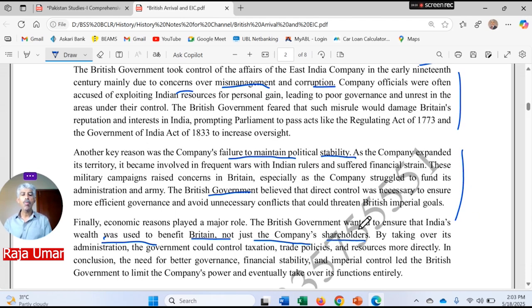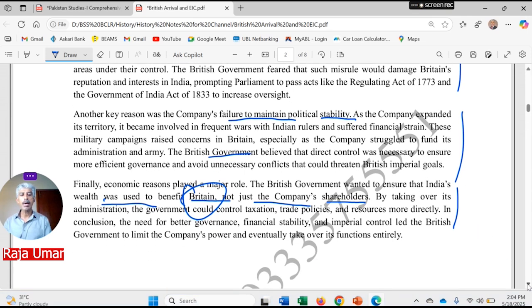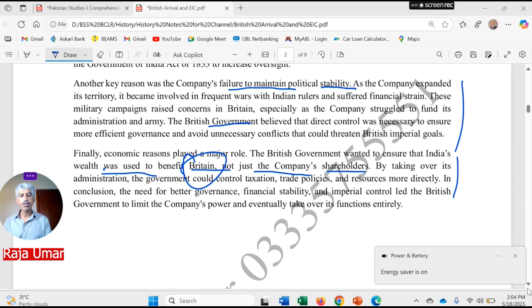So it means that whatever trade activity was being carried out over here in the subcontinent, that should not be for the company, but it should be benefiting the whole of Britain. So that's why it was a must that the company should be taken over by the British government. So that's what we have studied, that the first Governor General took over just after the passing of the Pitt's India Act of 1784, that the company went under the control of the British government.